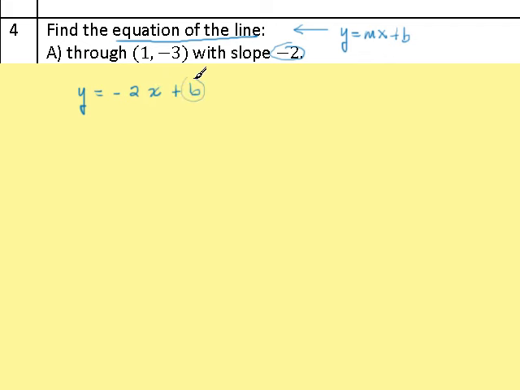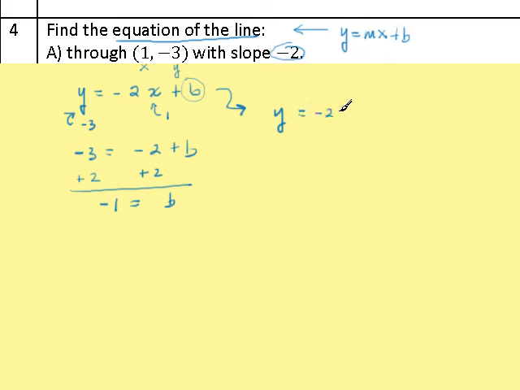And now, in order to figure out what b is, we'll substitute 1 for x and -3 for y. So we'll put the 1 here, the -3 here, and that way we'll be able to solve for b. So -3 is equal to -2 plus b. And we see that b is equal to -1. So let's finish this equation. y is equal to -2x, and we just have to fill in the -1.